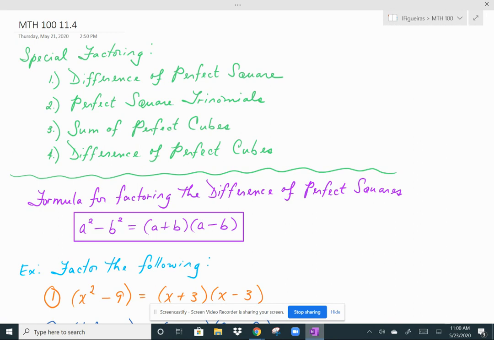So let's start with the difference of perfect squares. The formula to factor the difference of perfect squares, a squared minus b squared, has factors a plus b times a minus b, where a and b are just the square roots of whatever a squared and b squared are. So what are perfect squares? Numbers like 4 or 9, 16, 25, etc. But they could also be variables like x squared, y squared, etc.